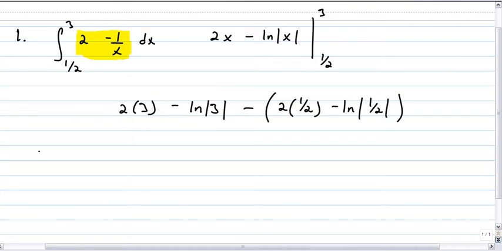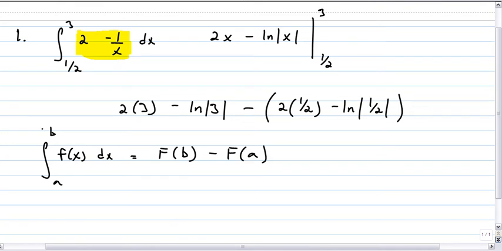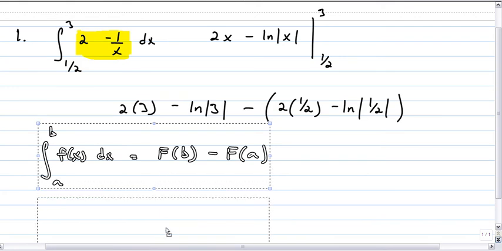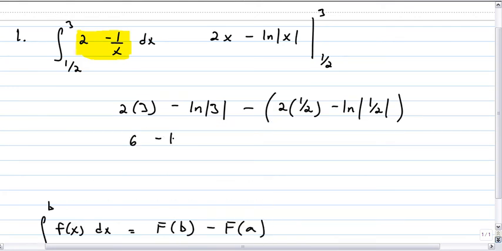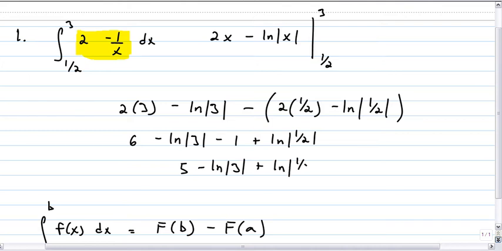Okay, we're using the fundamental theorem of calculus that says the area under f of x with respect to x from a to b is antiderivative at b minus antiderivative at a. So as far as your final answer goes, you clean this up a little, so you got 6 minus natural log absolute value of 3, take away 1, add natural log of absolute value of 1/2. So 5 minus natural log absolute value of 3 plus natural log absolute value of 1/2, and I'd leave it there. You could go ahead and figure that out as a decimal, but you can leave it there.